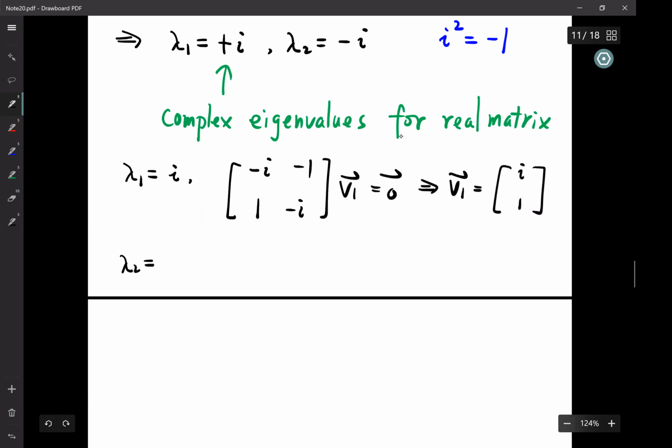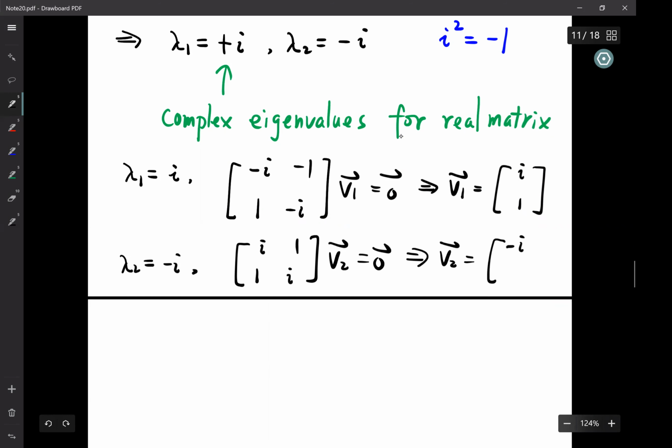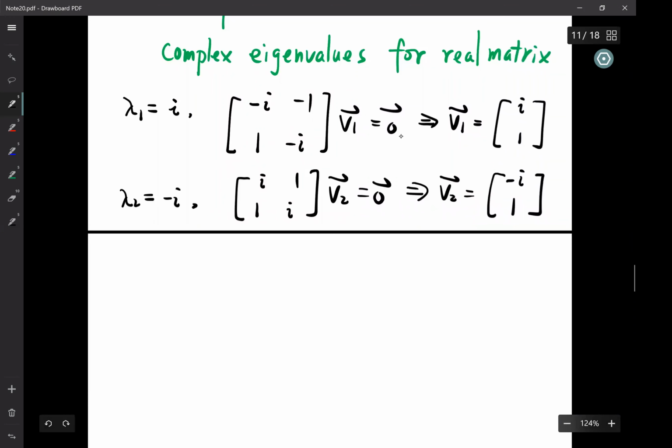The other eigenvalue is minus i. This is i, 1, 1, i, times V2 equal to 0. And this is minus i, 1. So we have indeed found, again, two linearly independent eigenvectors corresponding to this matrix. Any question?